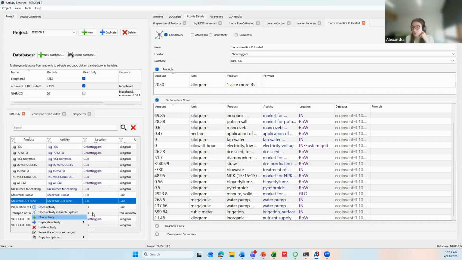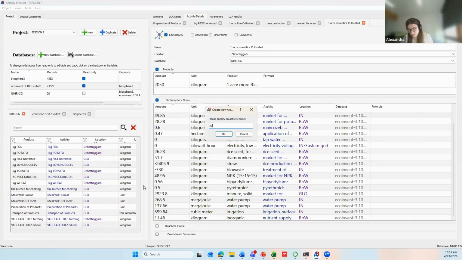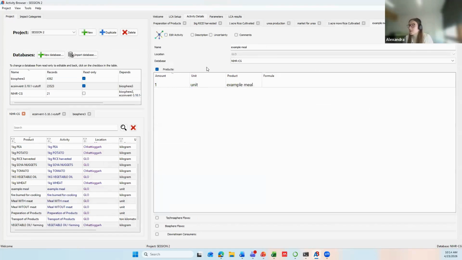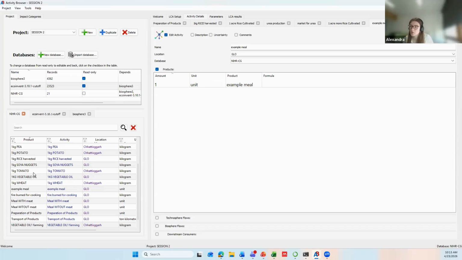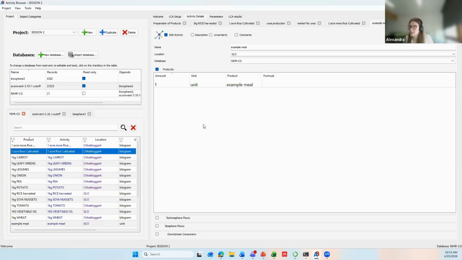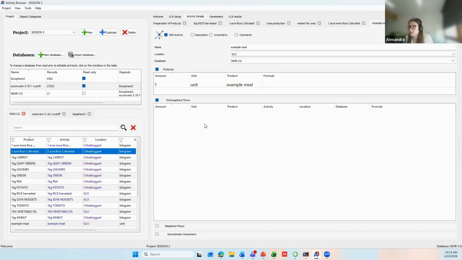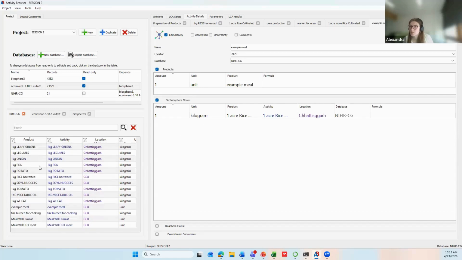Right click, new activity. Example, yeah. It will give you a new product, 1 unit. If it were 1 kilogram of meal, then you'd have to specify. You can change the unit. That is not a problem. Well, it is if you don't press edit activity. Press it here. So you want to include rice. First, make sure you have the technosphere rice. What else do we need? Tomato.